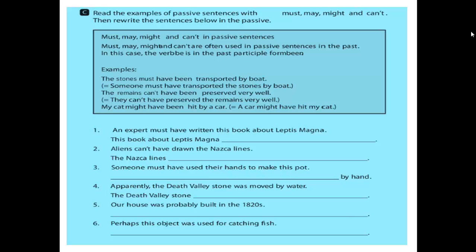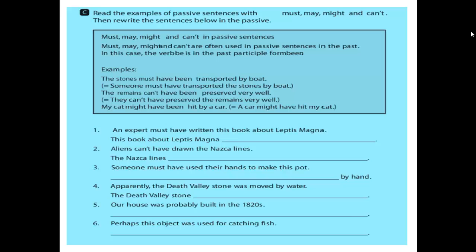The remains can't have been preserved very well. They can't have preserved the remains very well. My cat might have been hit by a car. A car might have hit my cat. Let's do the exercises. Number 1. An expert.